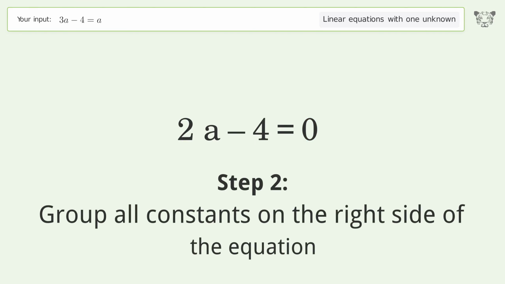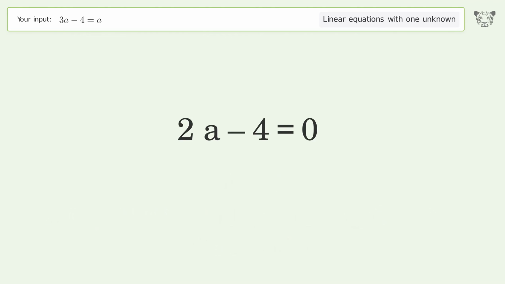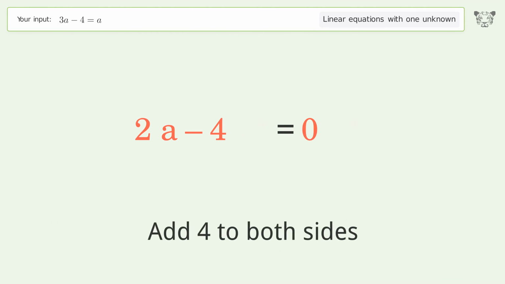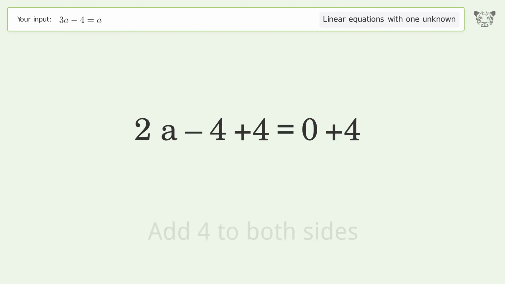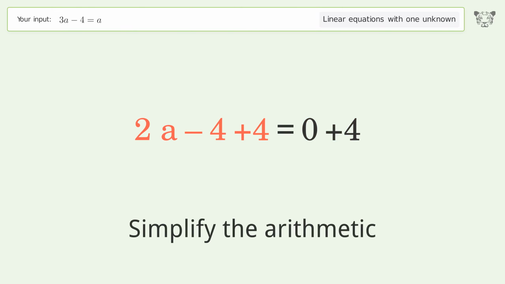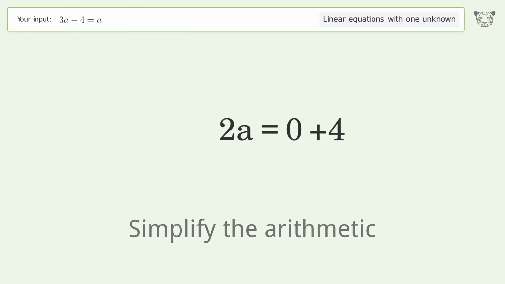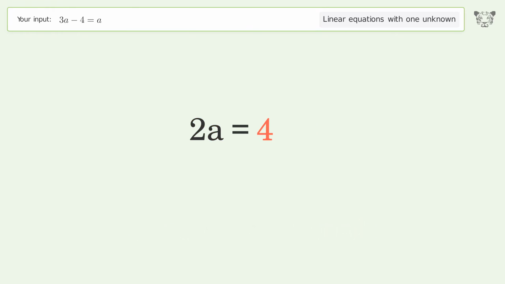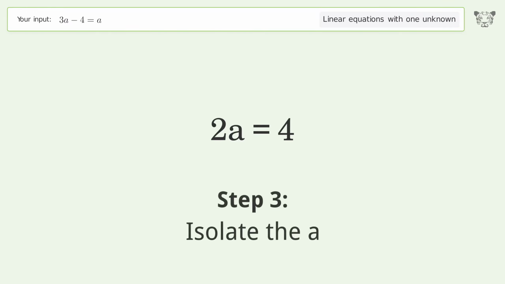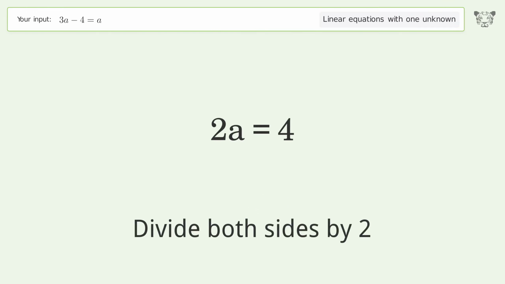Group all constants on the right side of the equation. Add 4 to both sides. Simplify the arithmetic. Isolate the a. Divide both sides by 2.